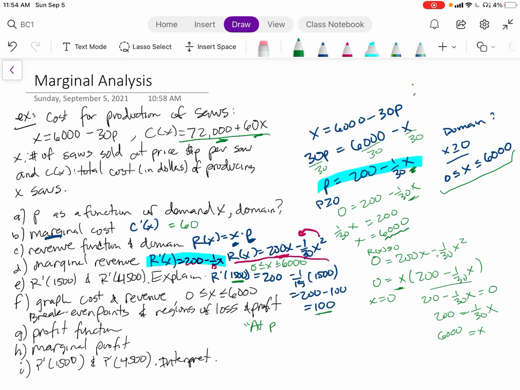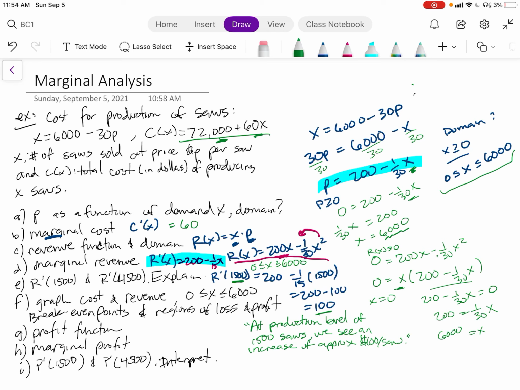At production level of 1,500 saws, we see an increase of approximately $100 per saw.